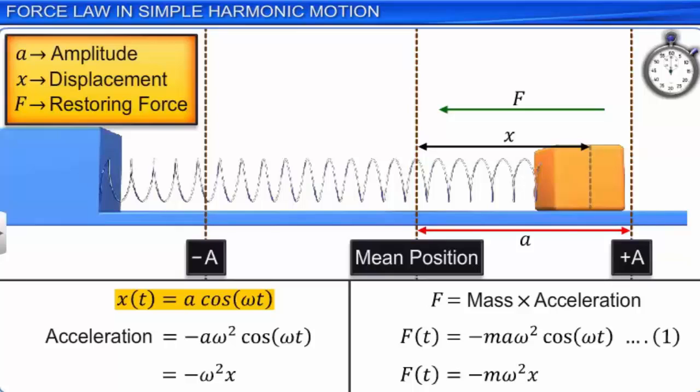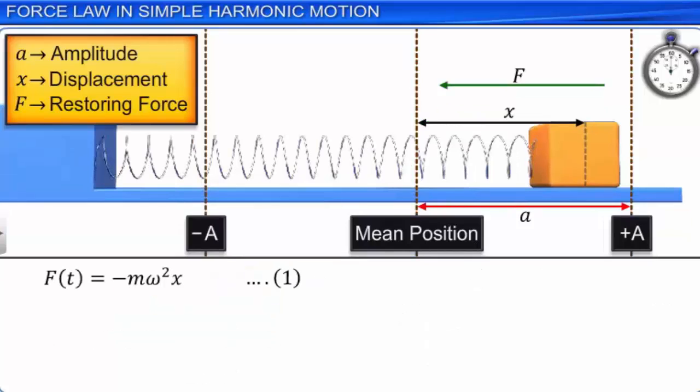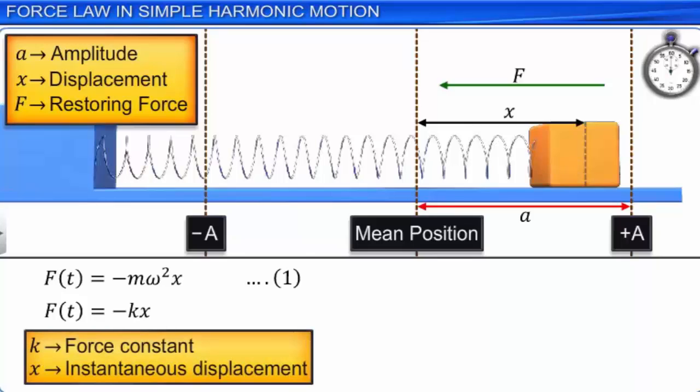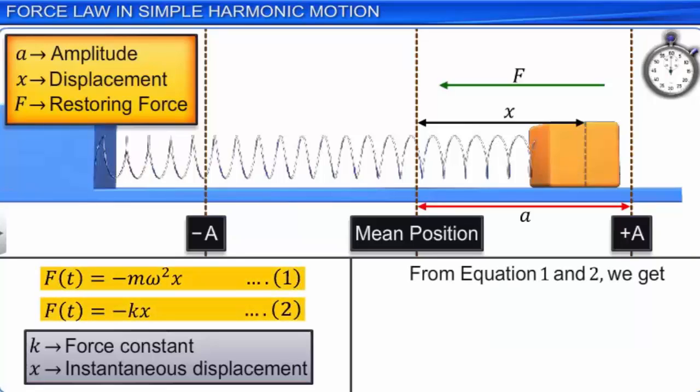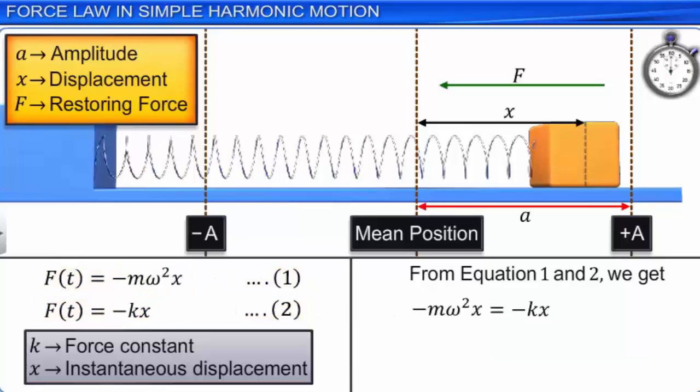Earlier we had seen that the force due to simple harmonic motion can be written as F of t equal to minus kx, where k is the force constant and x is the instantaneous displacement of the body. Let this be equation 2. Equating 1 and 2 and simplifying, we get m omega square is equal to k, or omega square is equal to k by m. Hence, angular frequency omega is equal to the square root of k by m.